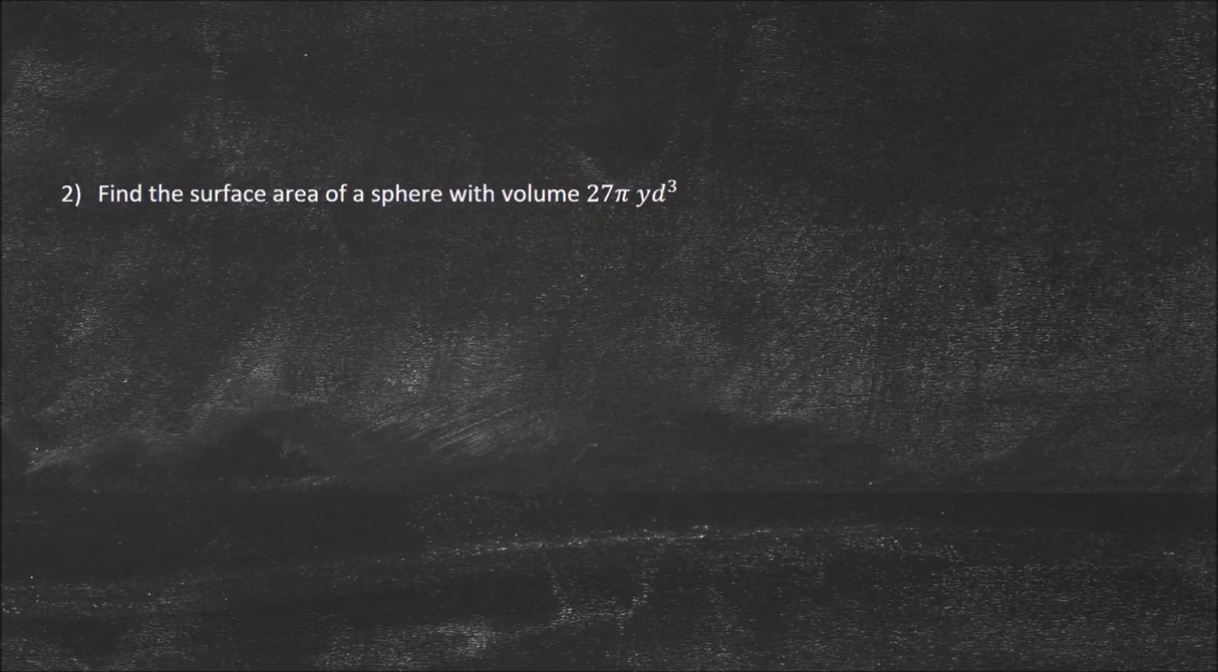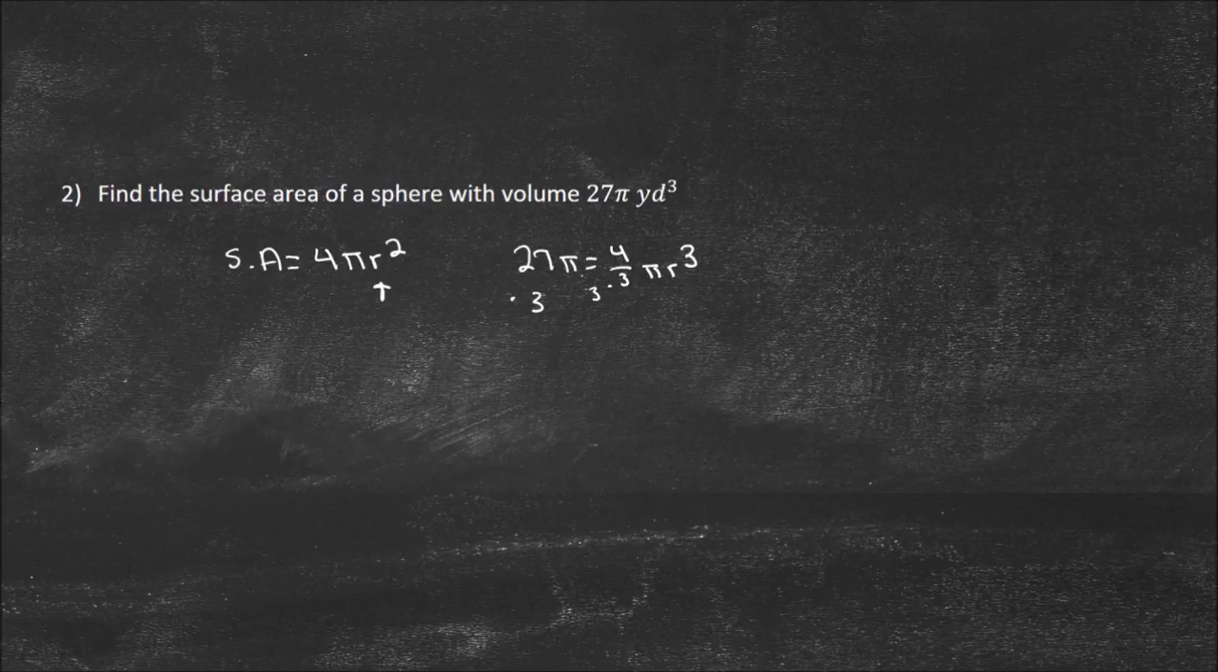Find the surface area of a sphere if its volume is 27 pi. Again, we want to find the surface area. The surface area formula is 4 pi r squared. And again, we don't have the radius, so we need to find it. We're going to have to use the volume. So 27 pi equals 4/3 times pi r cubed. Let's multiply both sides by 3. We get 81 pi equals 4 pi r cubed. Divide both sides by 4 pi.